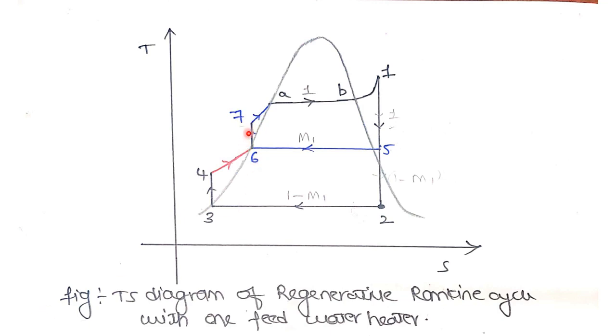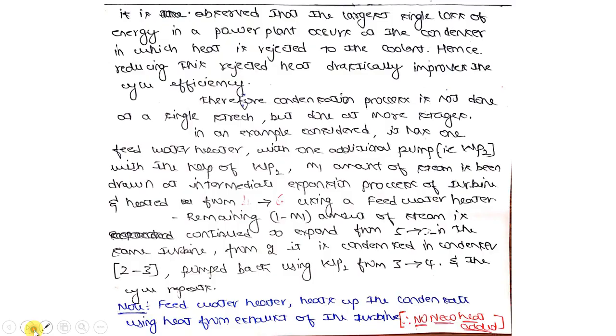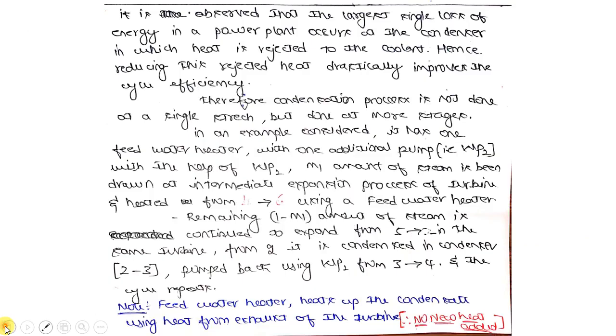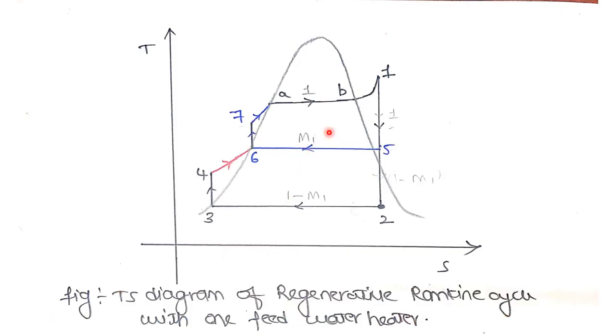So H1 minus H7. Here it is, H1 minus H7. Remember, from now on, you need to multiply the quantity of the steam flow also. Suppose from state 7 to 1, what is the quantity of the fluid which is flowing here? It is 1, unity. So it is 1 into H1 minus H7.